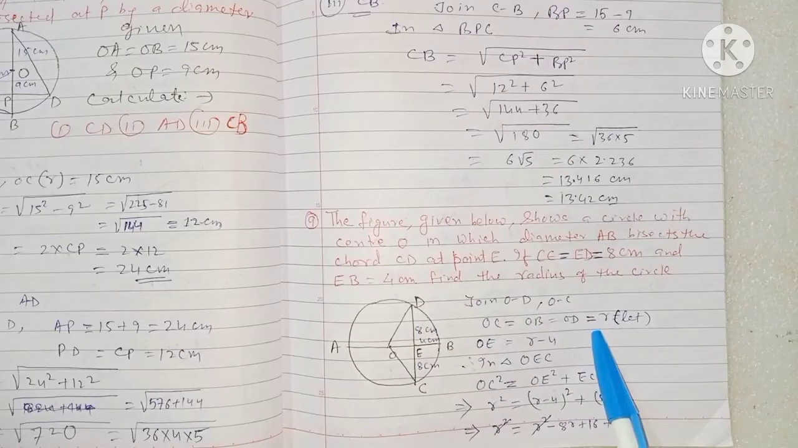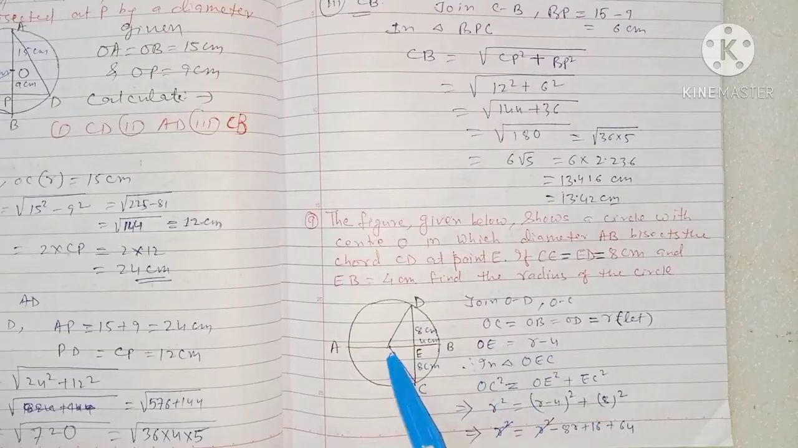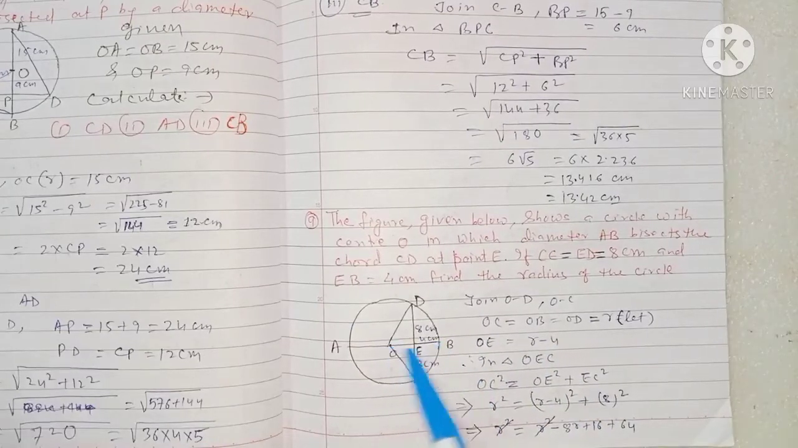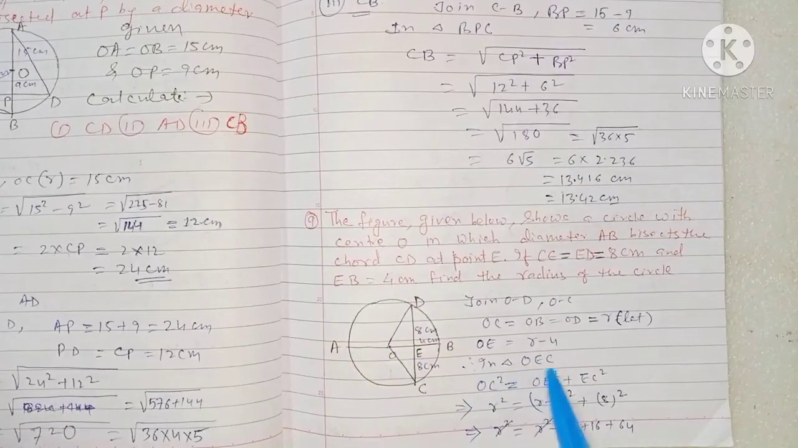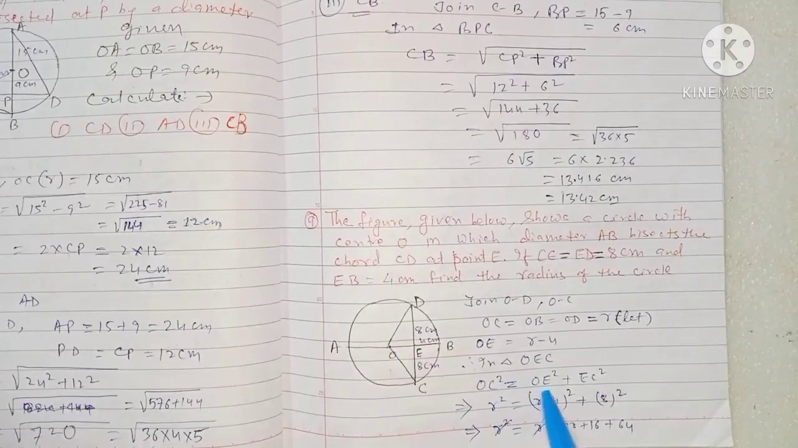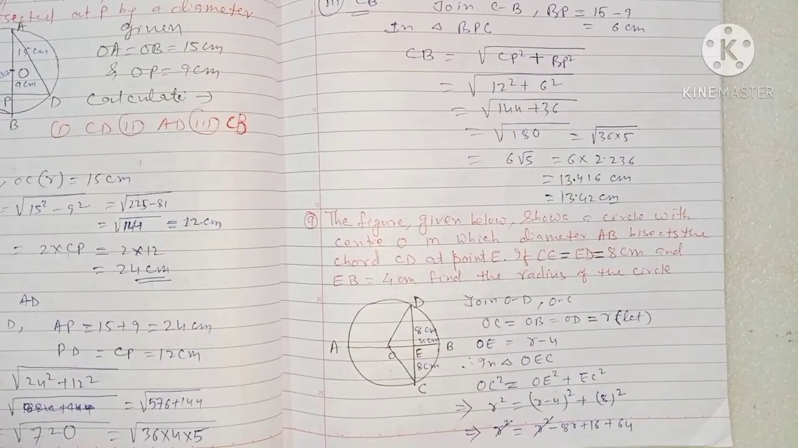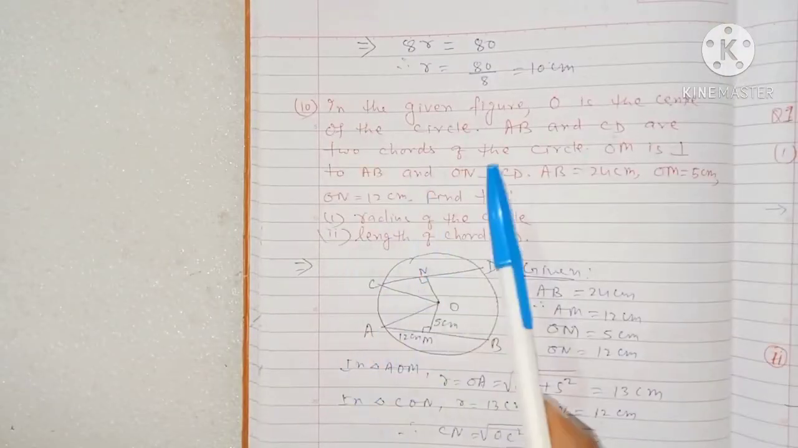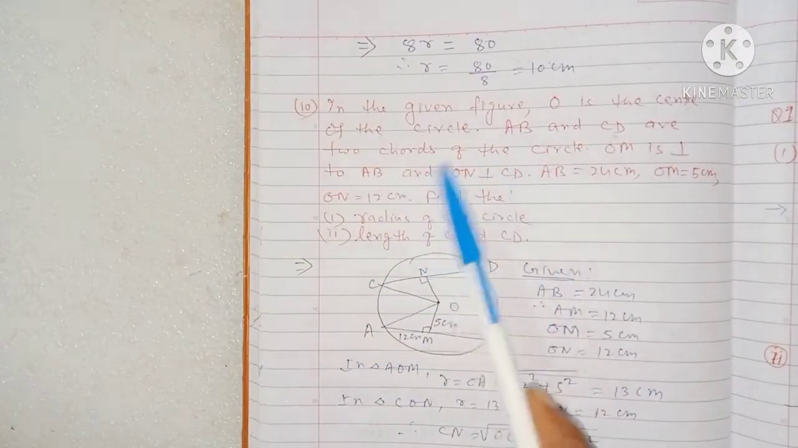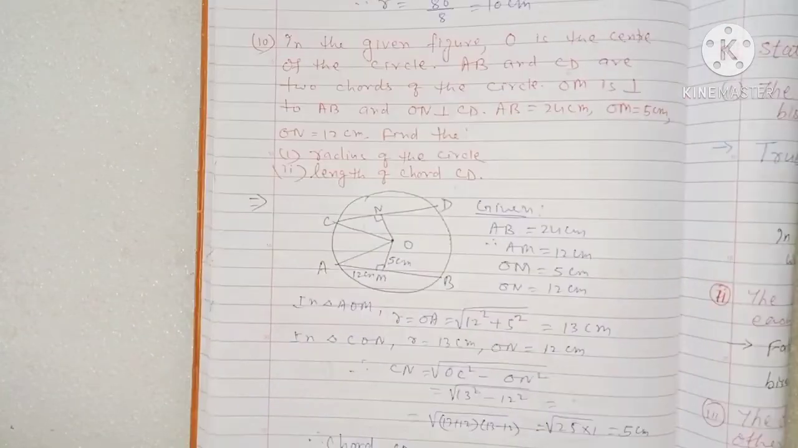OC and OB and OD are radius. Let them be R. OE equal to R minus 4, since R is the OB and BE is 4. Therefore, OE equal to R minus 4. Now, in triangle OEC, OC square equal to OE square plus EC square. Set the values and solve. 8R equal to 80 centimeter. Therefore, R equal to 80 by 8 equal to 10 centimeter.